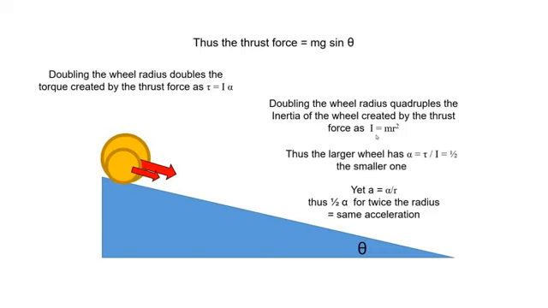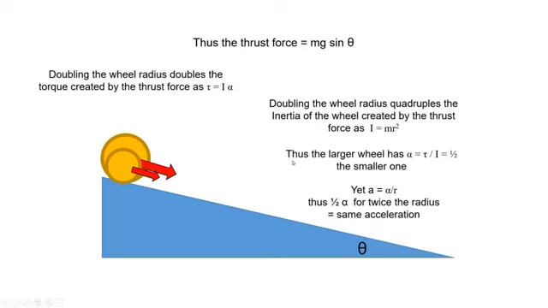So here we've got two different wheels, and we've doubled the radius this time. Now when we do this, the larger wheel creates double the torque of the smaller wheel inside it. So this means that we end up with twice as much turning force on the outer wheel. So you might think to start off with, well, that big wheel's going to go faster. However, inertia is proportional to the square of the radius. So when you double the wheel radius, you also quadruple its rotational inertia.